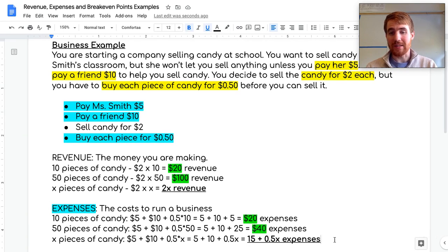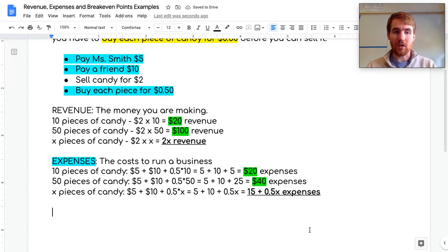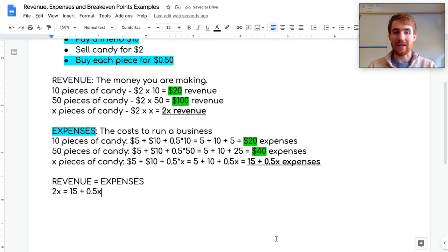But when you're starting a new business, this isn't always possible. So what businesses do is they think, okay, I know I'm going to lose money at the beginning. How am I eventually going to make this money back? So they write an expression that we call a break-even equation, and they say revenue is equal to expenses. And they want to figure out when is this true. So in this case, our revenue is 2x. We're going to say that's equal to our expenses, 15 plus 0.5x. And we want to figure out what is x equal to in this scenario.